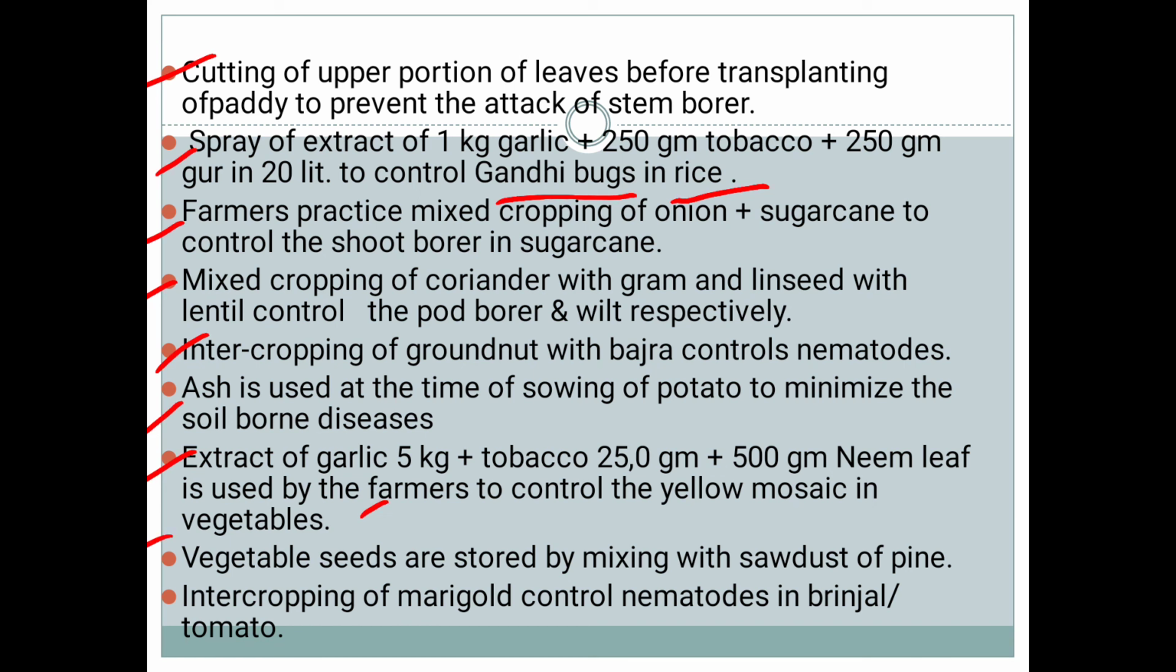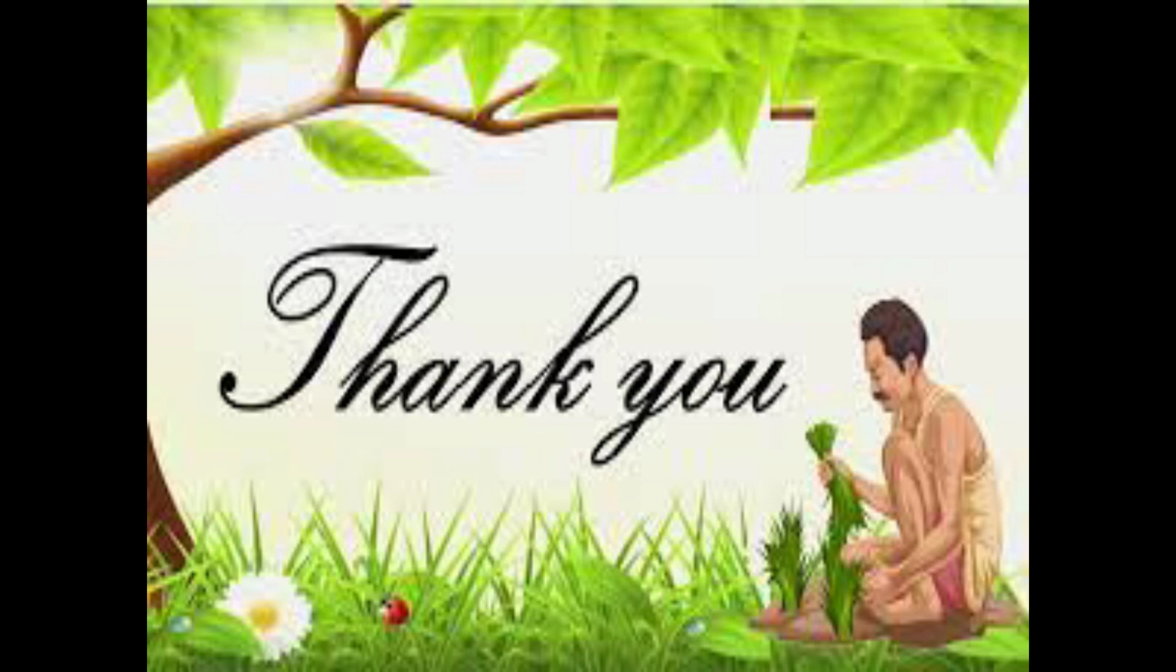Then vegetable seeds are stored by mixing with sawdust of pine. Then intercropping of marigold controls the nematodes in brinjal and tomato. So this is the plant protection through indigenous traditional knowledge.